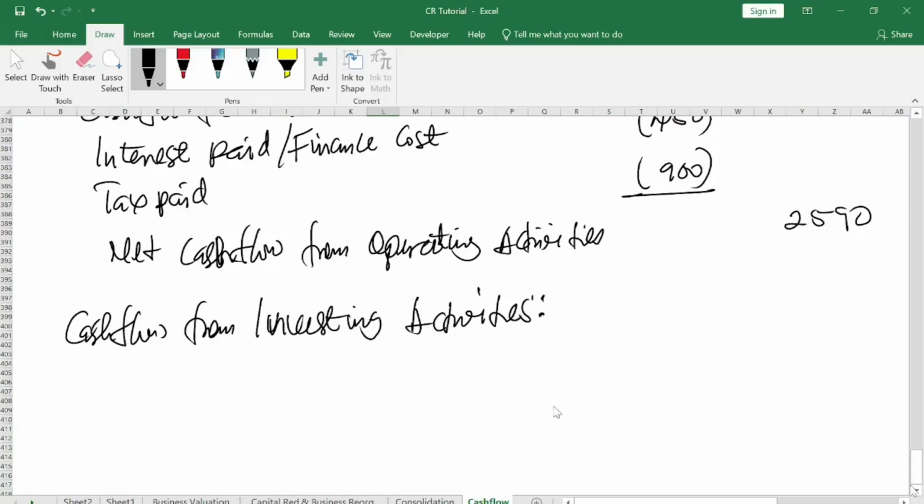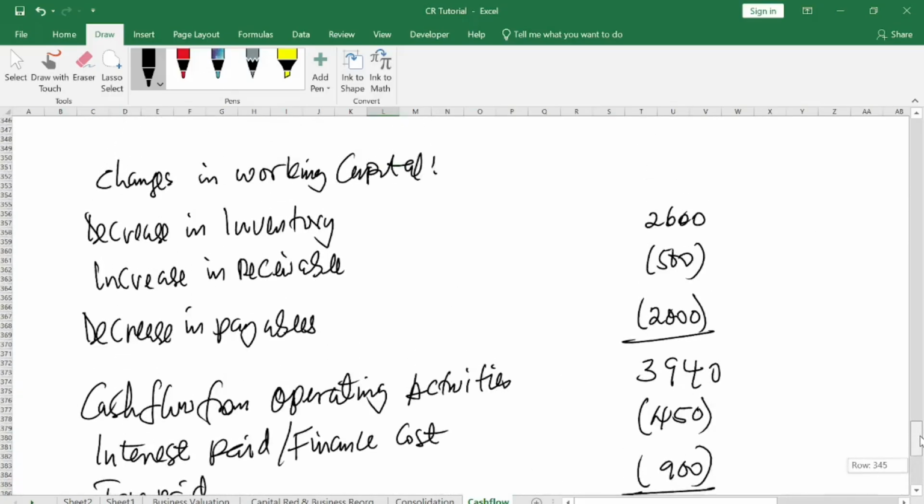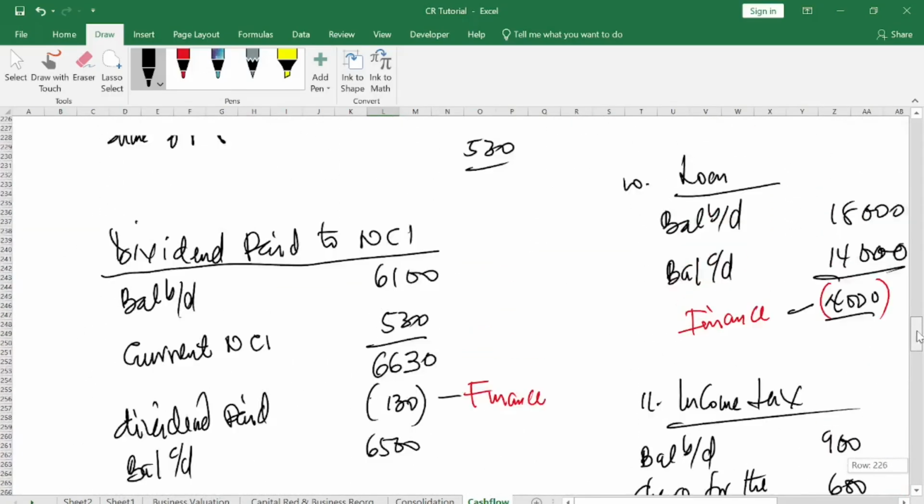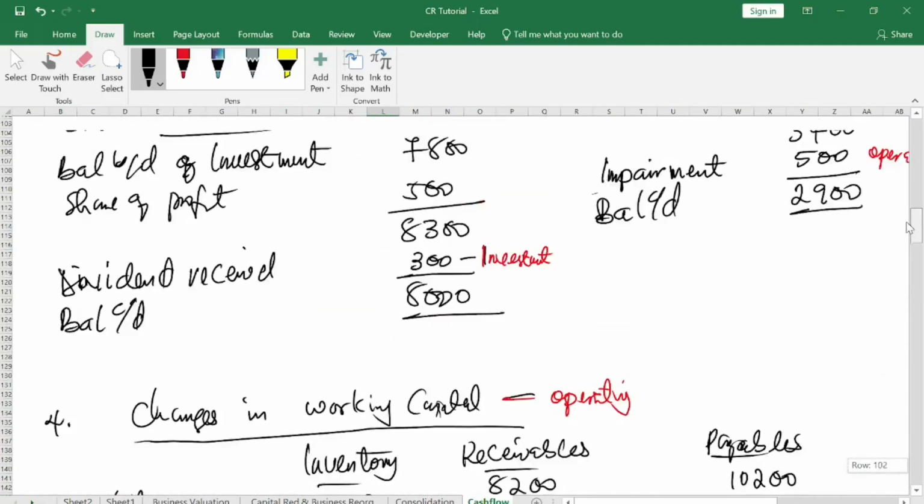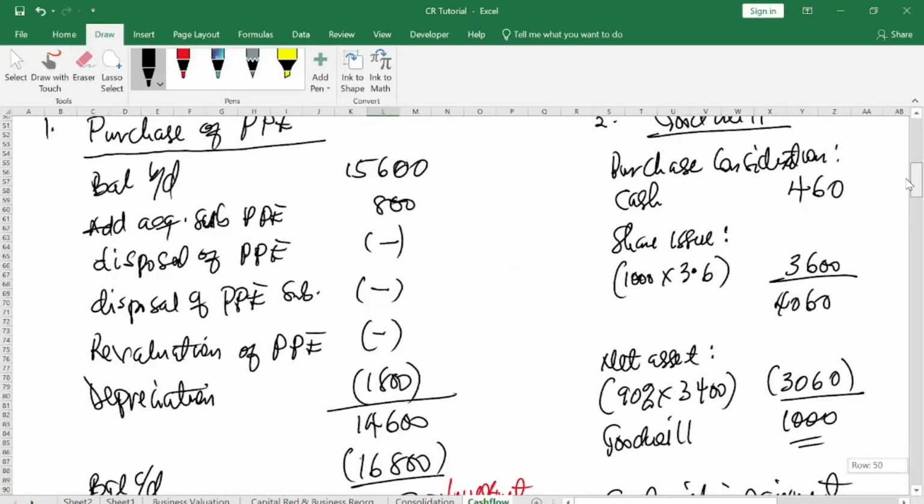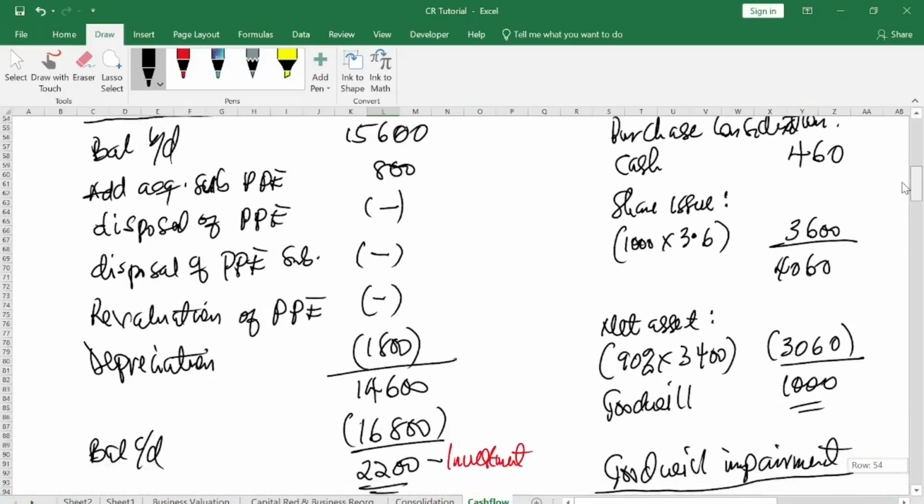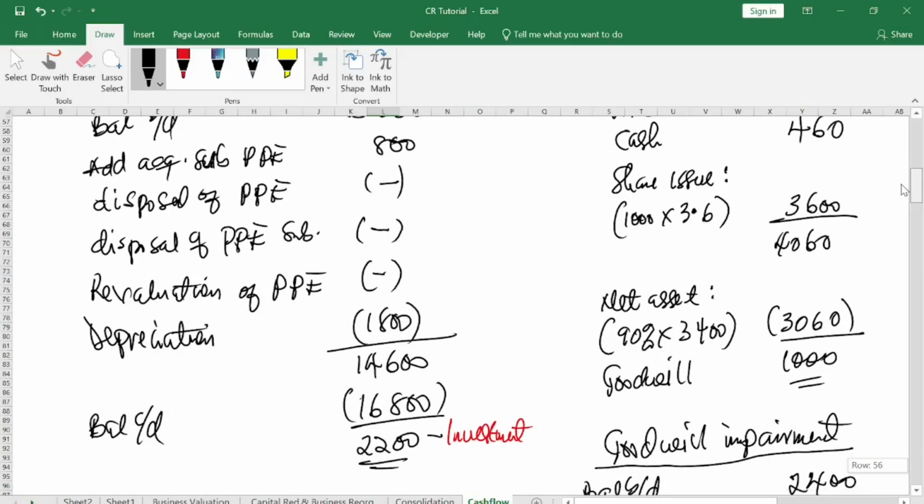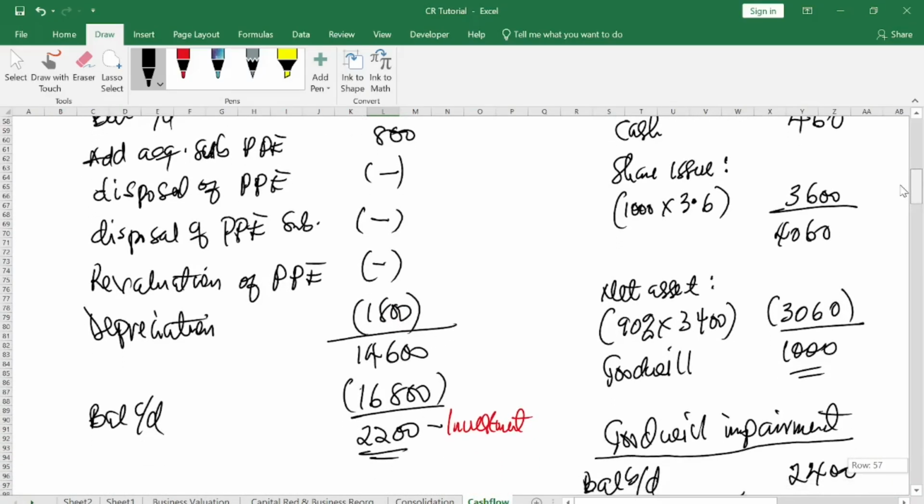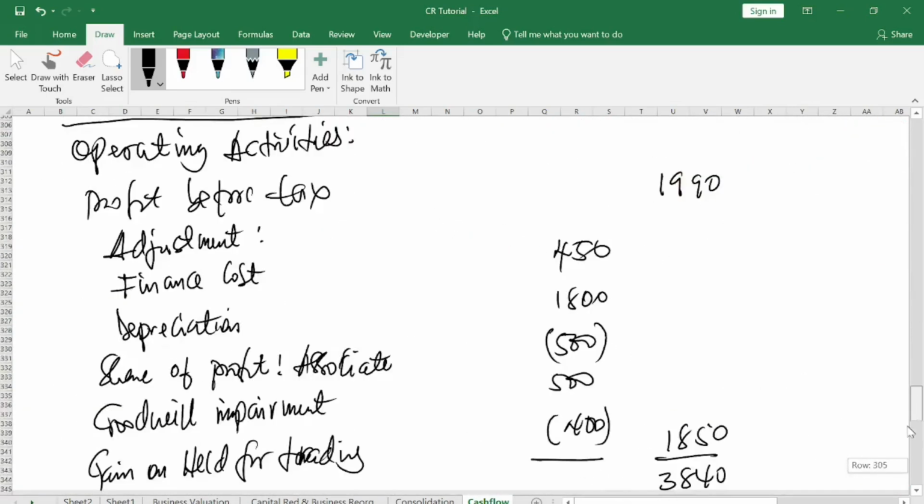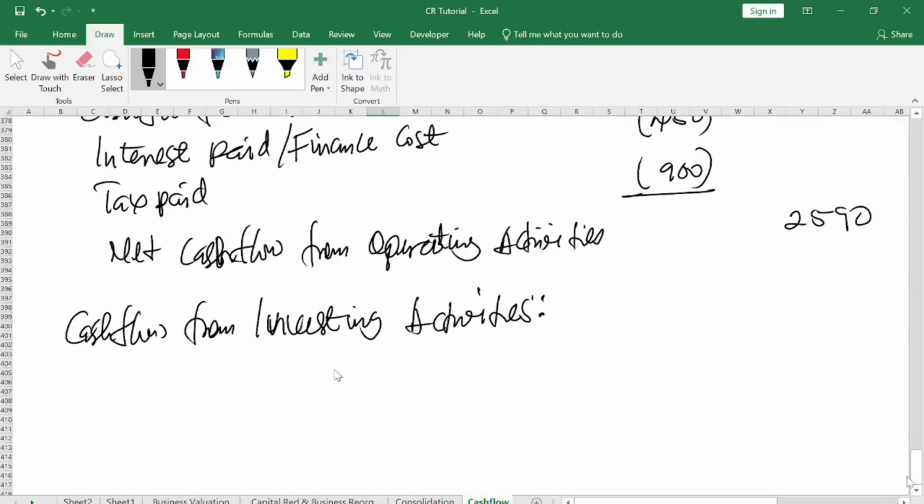Now, first one, remember, we started with what? With net assets, PPE. You remember? The first one, PPE. What do we get? Investing activities, where there's an increase in PPE. Have you seen it? So you say purchase of PPE, which is how much? 2,200. Because we increased it, it will be in brackets. Are you with me?